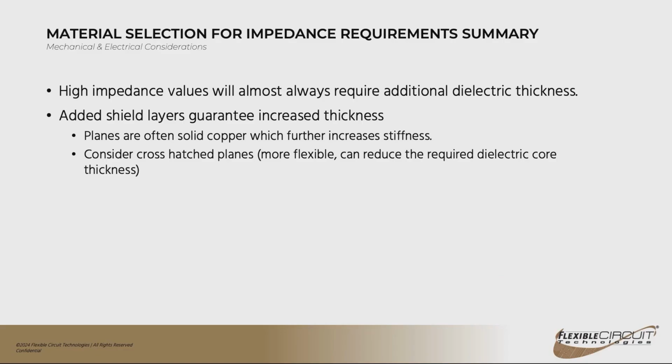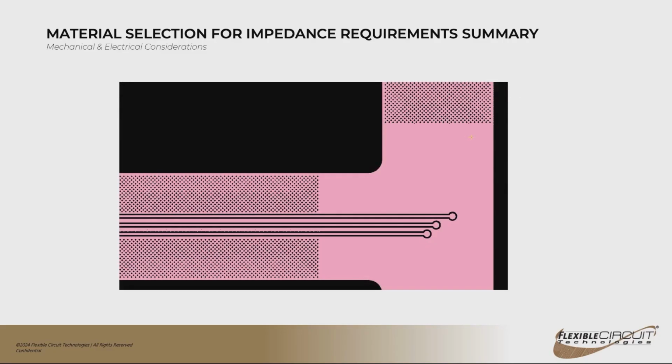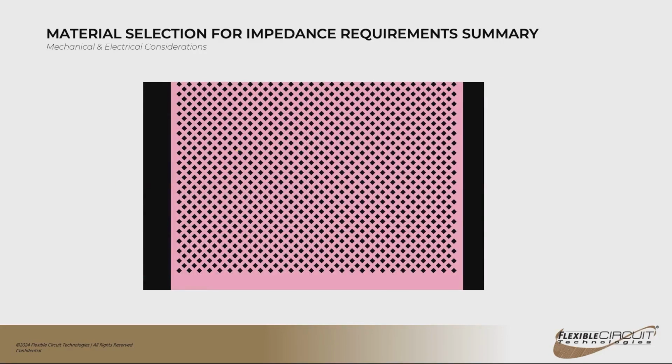One trick is you can use crosshatch planes. You don't see this very often in rigid boards because flexibility isn't an issue, but in flex you can crosshatch the planes. By crosshatching a plane, you can see that you have reduced the amount of area that's going to be adjacent to your signals. And by doing that, you can actually put them closer together and still get the elevated impedance.